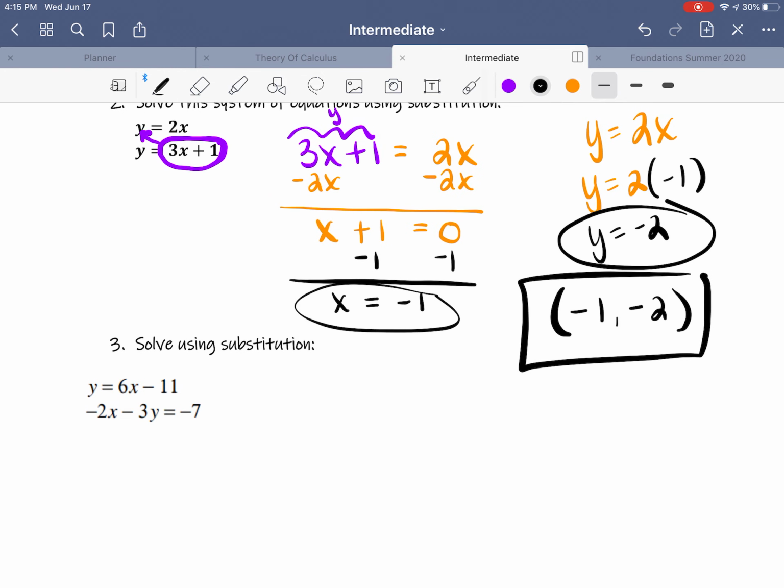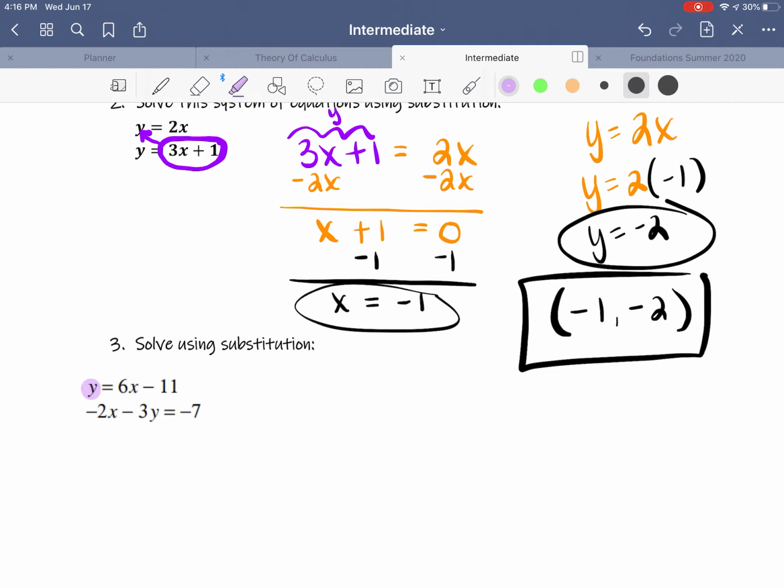Here's another example, number 3, solve using substitution. Now in the homework, it may say solve using substitution. Once you learn elimination, if you prefer to use elimination, that is up to you. But this is just trying to get you to practice using one method. So we're going to do that.